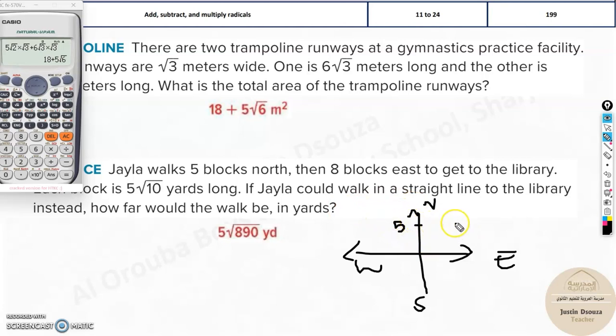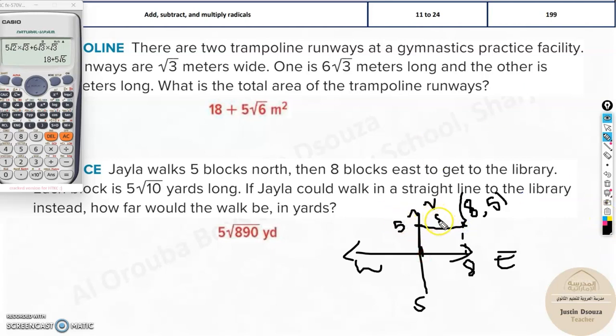And then 8 blocks east. So over here, imagine this is 8. So you can take this as x and this as y. It's fine. So this over here, 8. So 8 comma 5 would be the coordinates, but that's not required. Now, what else? Get to the library.